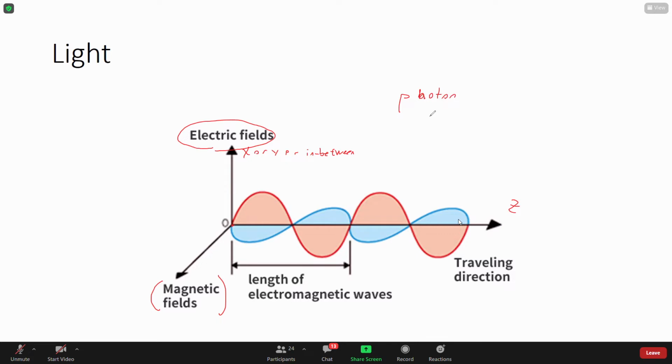If you want to be slightly more formal about it, you can describe the energy of this as something like, now I will forget all prefactors, the electric field squared plus the magnetic field squared. This is similar to x squared plus p squared, where x would be position and p would be momentum.